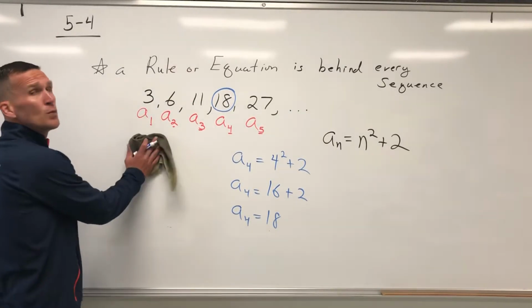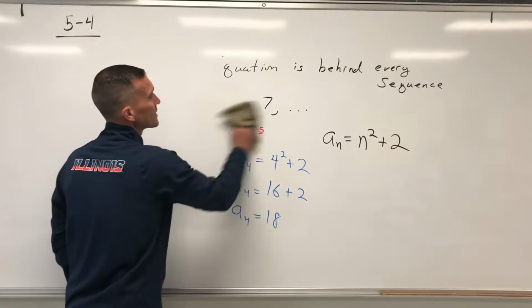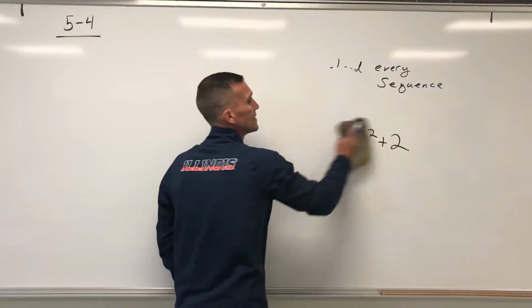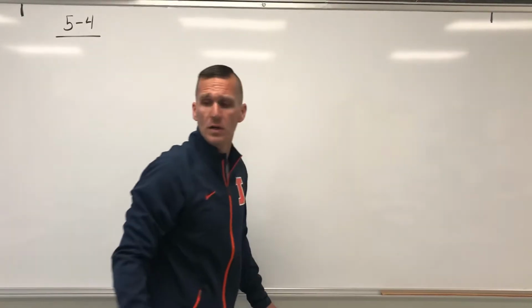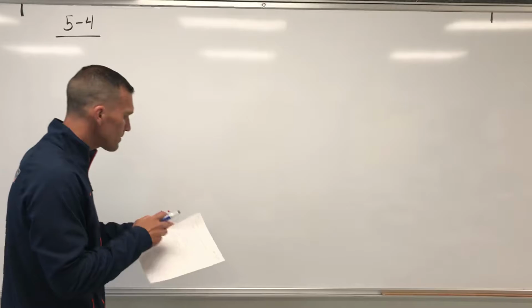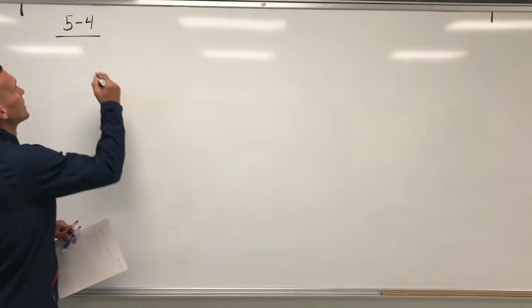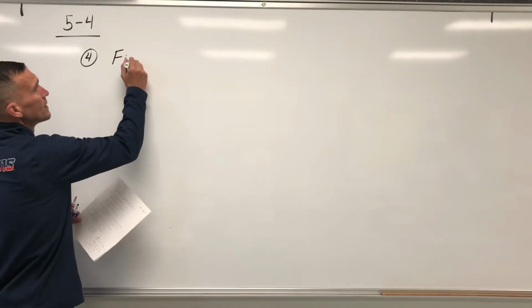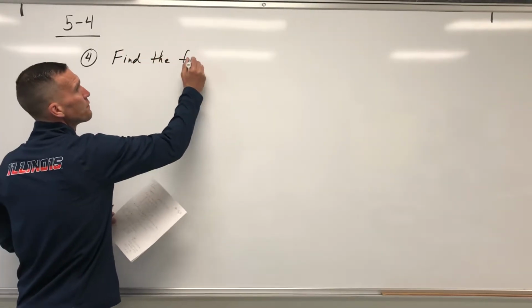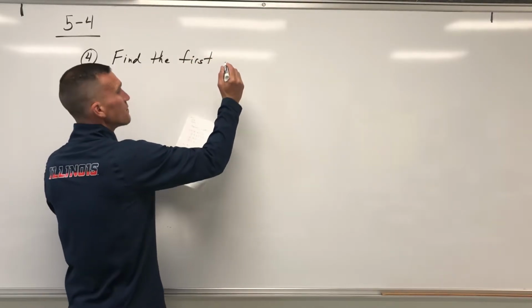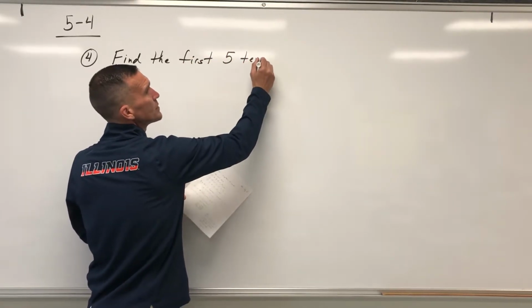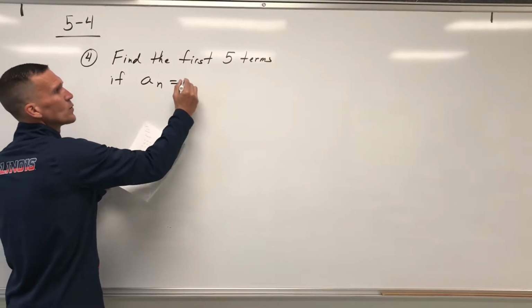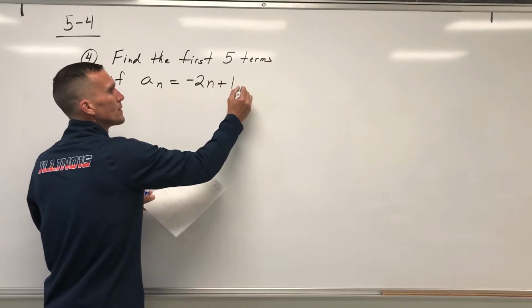All right, so we're going to have 2 more examples in our notes, and we're going to see how these rules can be used to write a sequence or just to find a specific term. So number 4, write down that we are going to find the first 5 terms if a sub n equals negative 2n plus 1.